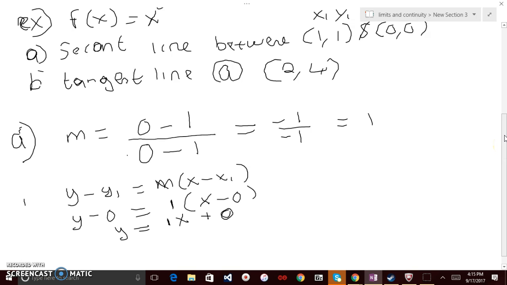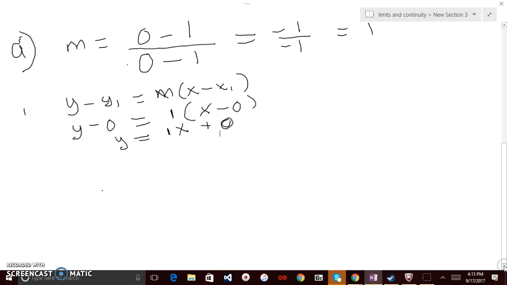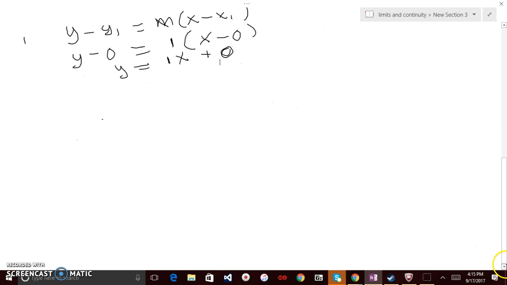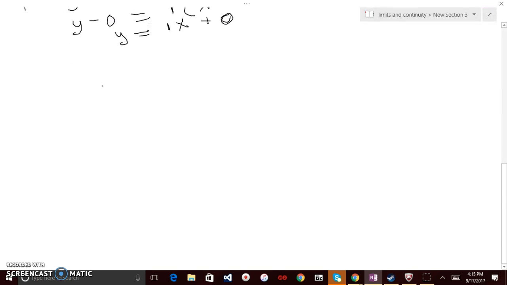Alright, let's move on to problem B, finding the slope of the tangent line at the point 2, 4. As I mentioned earlier, when you're dealing with tangent lines, you're usually only going to be given 1 point, and this is how you solve that. So let's do that here. Okay, B. So we're trying to find the tangent line at the point 2, 4.